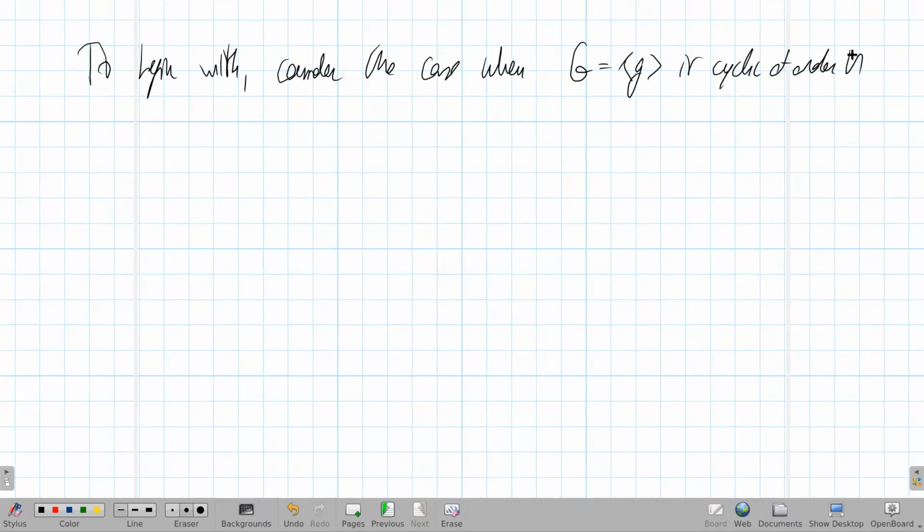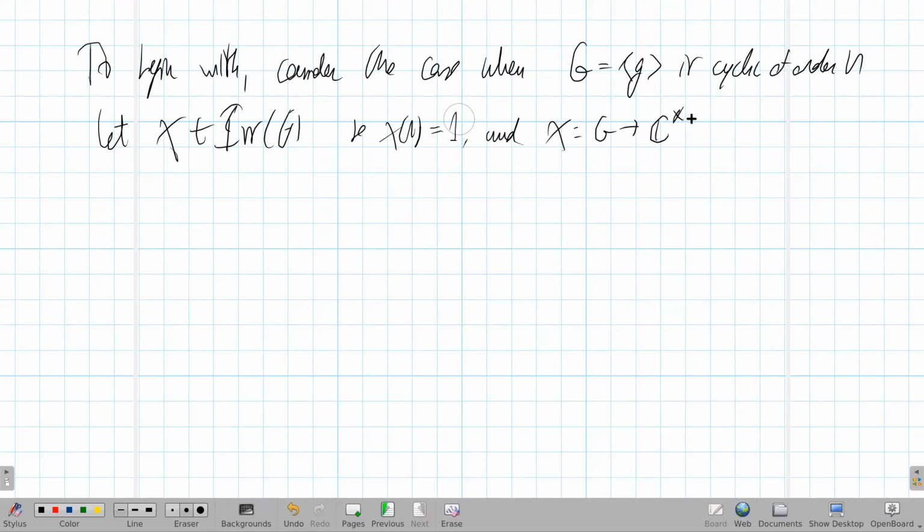Well, remember, let chi be an irreducible character, okay? So this is linear, so this is a homomorphism, just what we saw on the previous board. Then chi of 1 equals 1, and chi from G to C star is a morphism. A morphism of what? Of course, C star with respect to multiplication. C star is a group with respect to multiplication. There's no zero, so it cannot be with respect to addition.